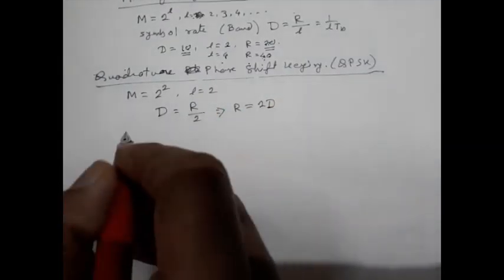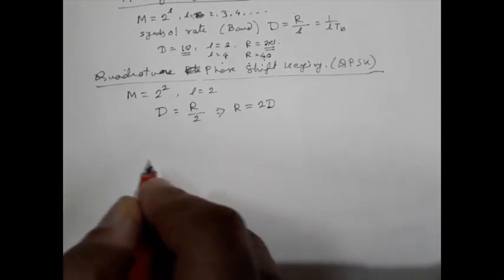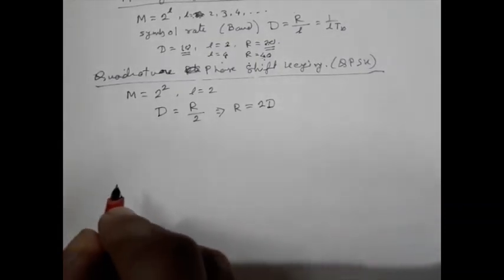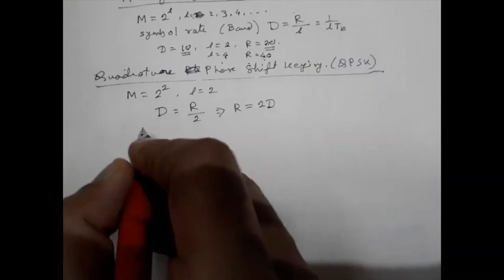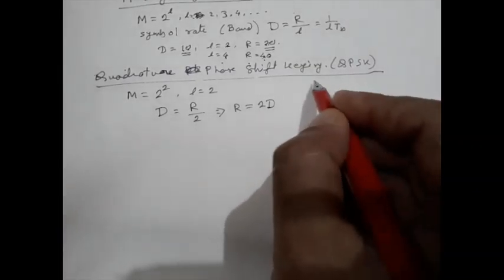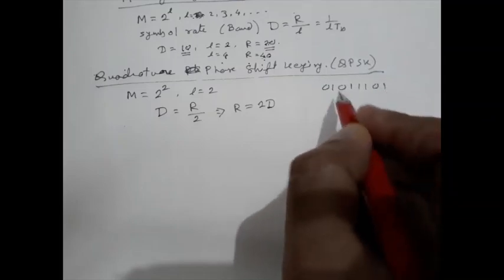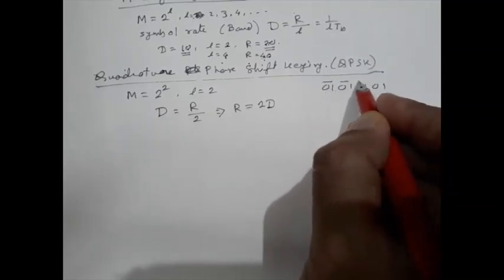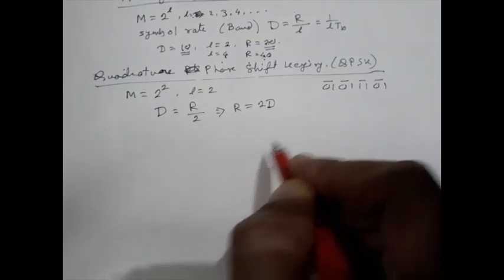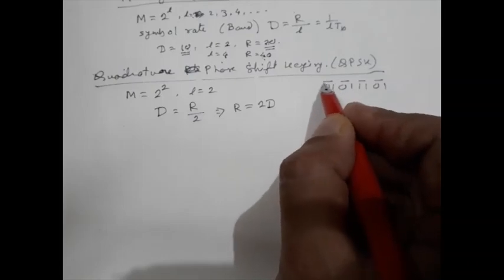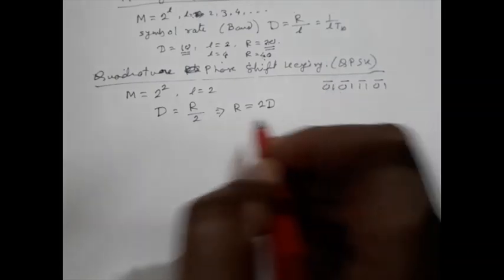Now in QPSK, one of the four possible signals is transmitted during each signaling interval, with each signal uniquely related to a dibit. What is a dibit? If you consider a string of bits like this, then two successive bits are the dibit. That means the symbol will change depending on the value of the dibit, not a single bit, but the value of the dibit, 2 bits in succession.